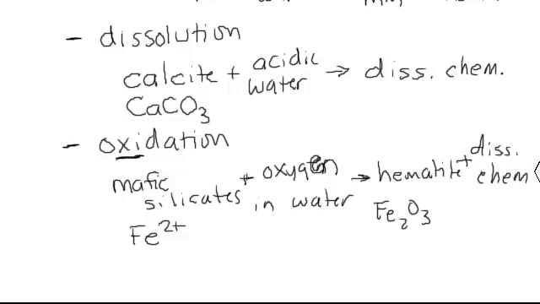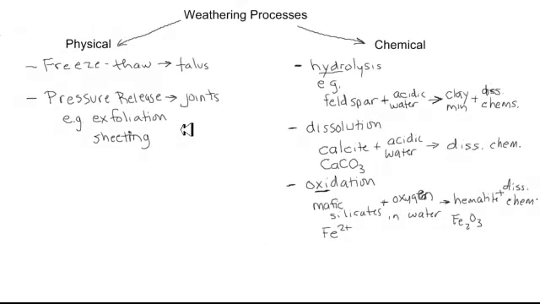Okay, so these are our few examples of chemical weathering reactions. So practice with remembering what each of the processes involves, and what forms as a result of the process. Same thing for the physical weathering reactions.